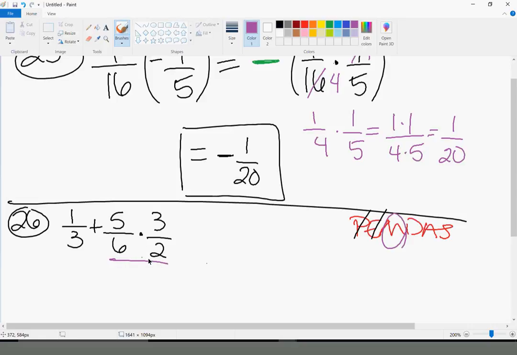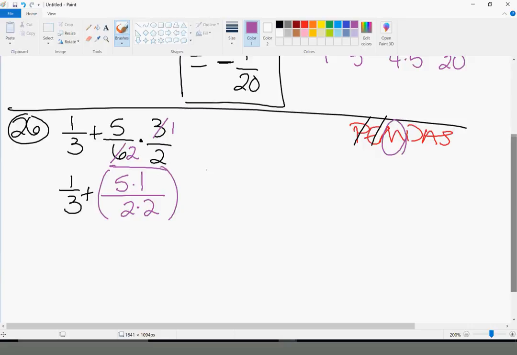So 5/6 times 3/2, we can actually simplify common factors in the top and bottom. 3 and 6 have common factors. 3 can go into 3 once, and 3 can go into 6 2 times. So we actually have 5 times 1 over 2 times 2. And that actually equals 5/4. So we have 1/3 plus 5 over 4.